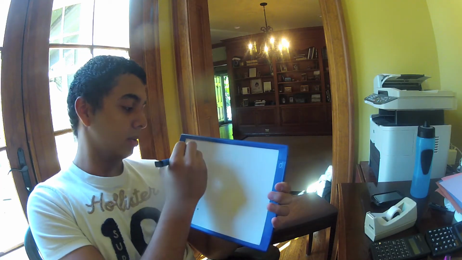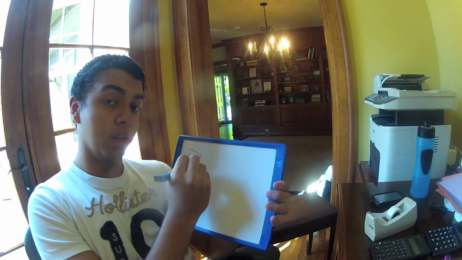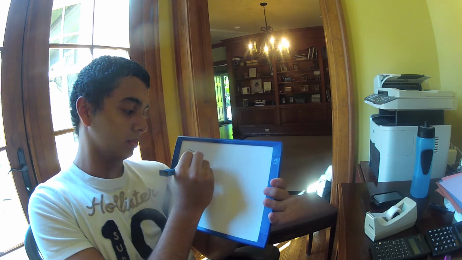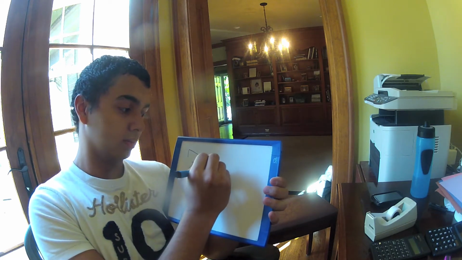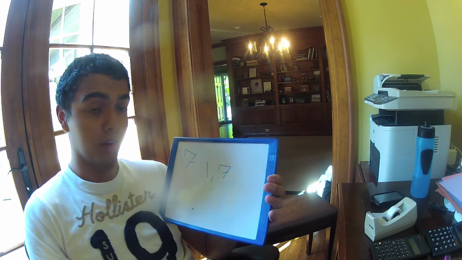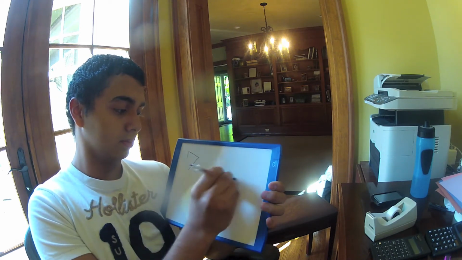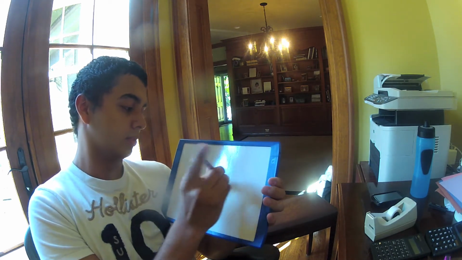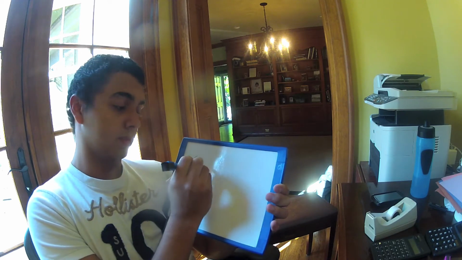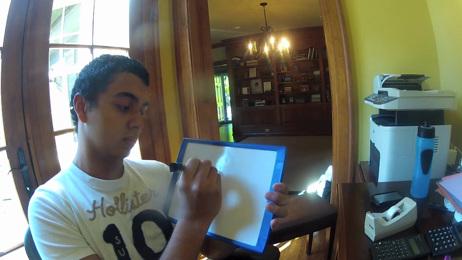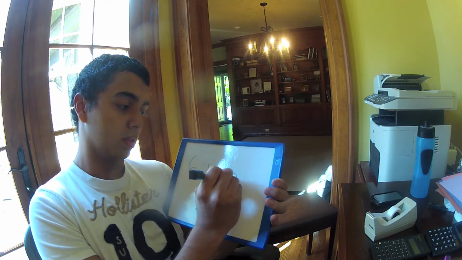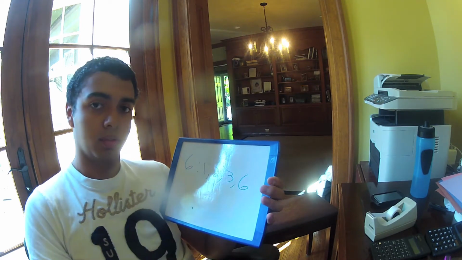A prime number is any number that is divisible only by 1 and itself. So 7 has 1 and itself. An example of a number that's not prime would be 6. 6 has 1, 2, 3, and 6.